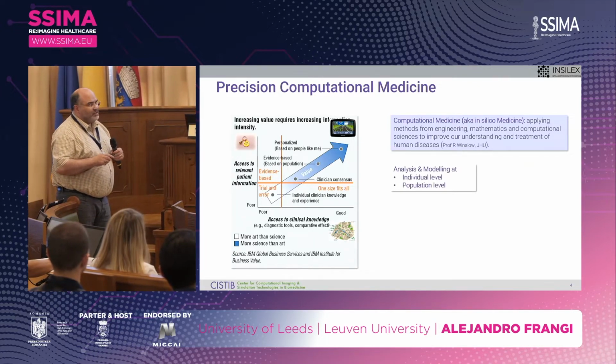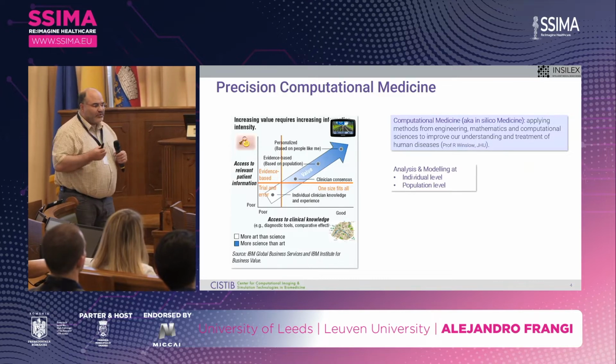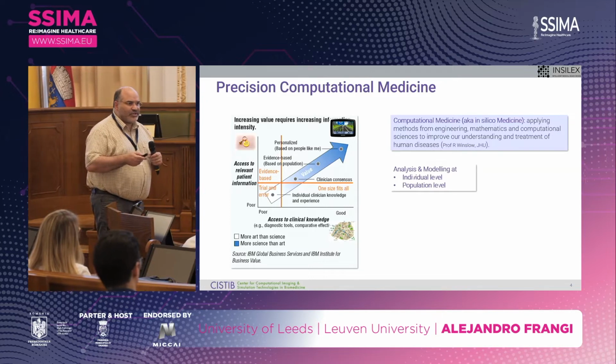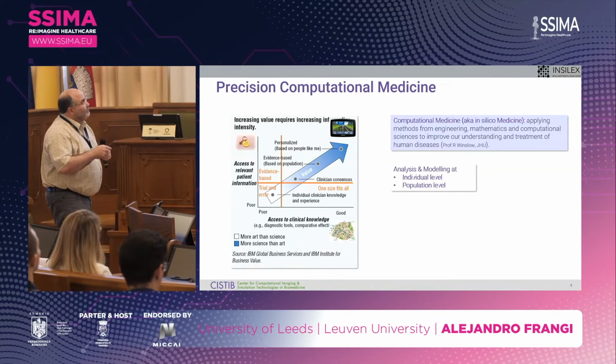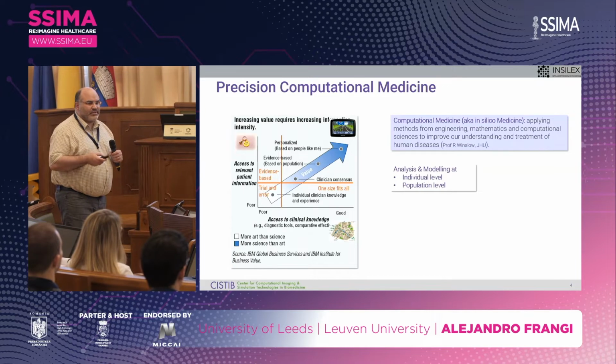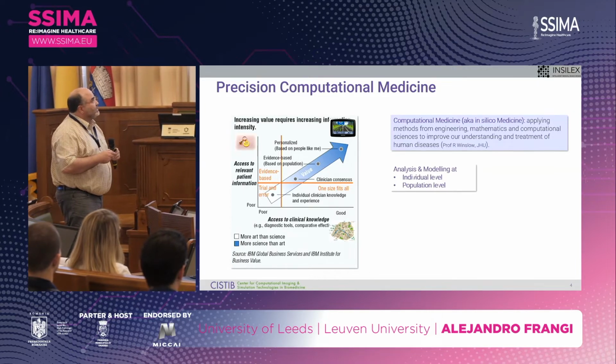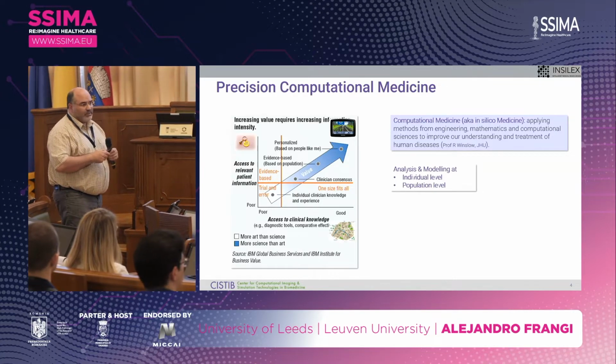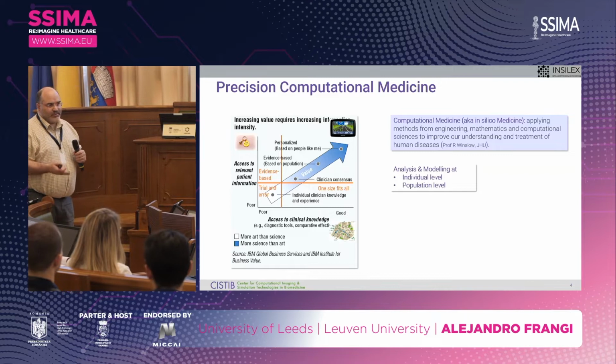So what computational medicine is all about is utilizing methods from mathematics, computer science, and engineering to generate models that help us to understand better disease, but also its treatment. And it's very important for that to be able to do both modeling and analysis, as we will talk in a moment, at the individual level, which is something we've done over many years.